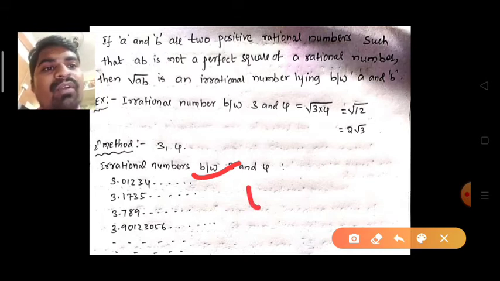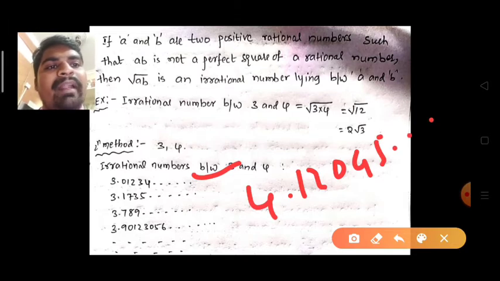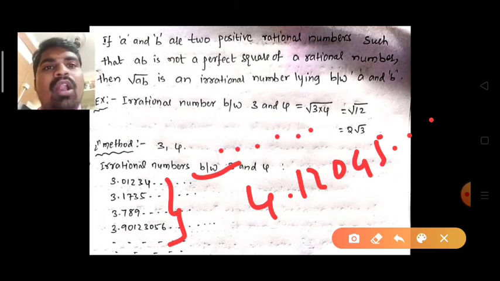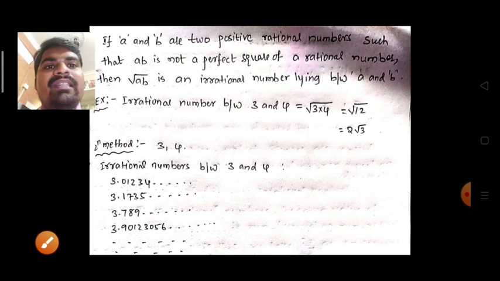If you write 4.12045 dash, it is not repeating, but it is more than 4, so it is not correct. Just write numbers which are between 3 and 4 only. I have written many numbers, observe carefully, and write a dash, meaning not ending and not repeating. These are the irrational numbers between 3 and 4. This is the second method.